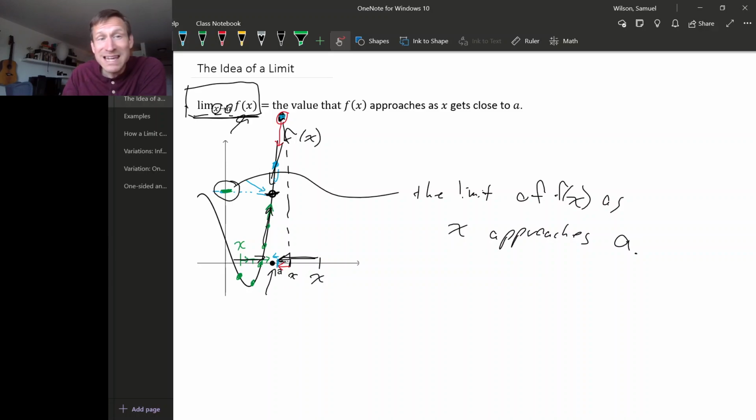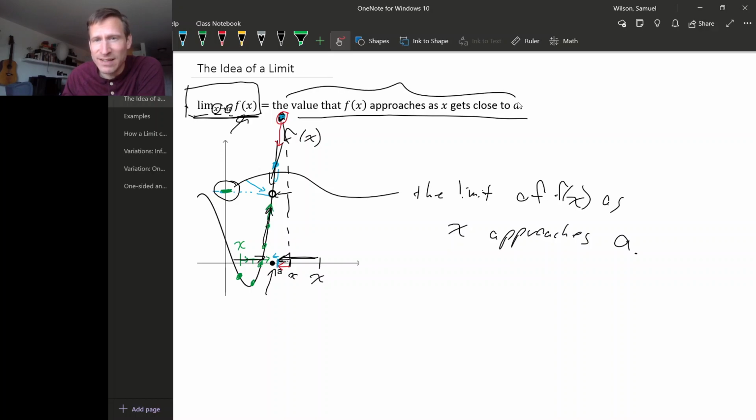Now, the key thing about limits, the reason that we are inventing this idea, is that this definition of a limit doesn't depend on what happens exactly at x equals a.